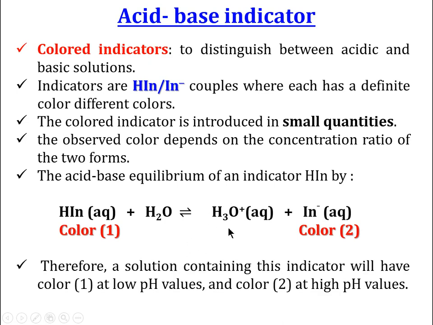If we add, for example, H3O plus, or we pass to a low value of pH, the equilibrium will shift backward in direction 2 according to Le Chatelier principle, and the color of the solution is color 1. Or when we add base, it will react with H3O plus. So H3O plus will decrease. That means the pH will increase and the equilibrium will shift in direction 1, and we will have the color 2 of the base In minus.